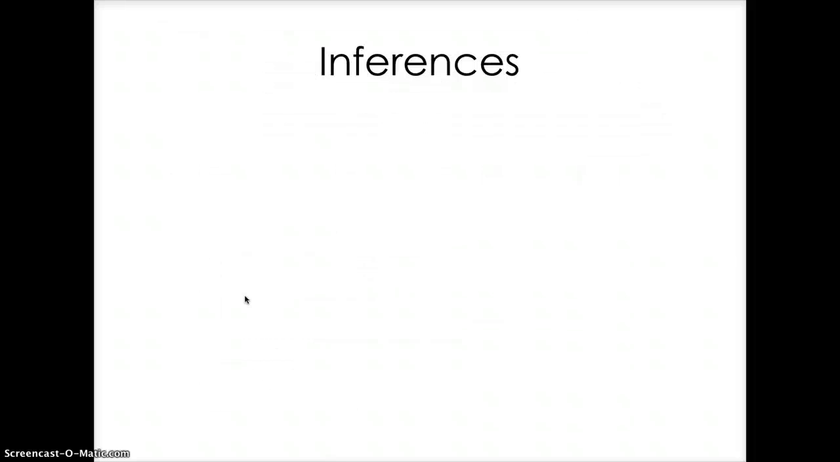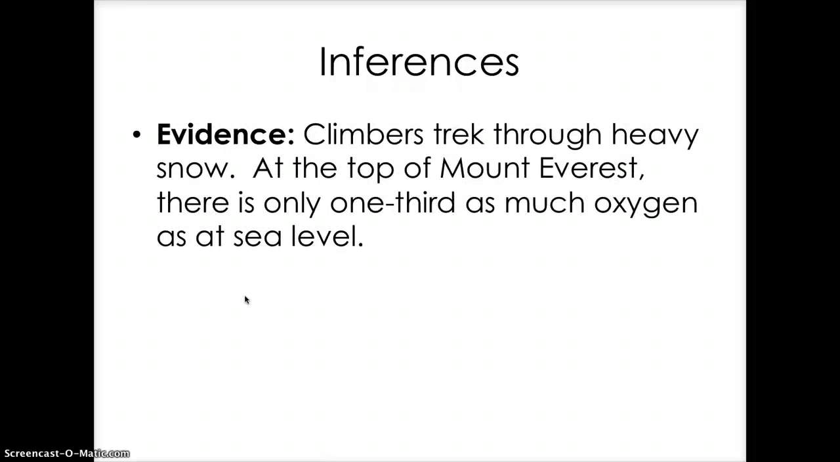But now let's talk about some inferences that you could make from this article. So I'm going to give you some evidence, and I want you to see if you can come up with an inference. Okay? Evidence. Climbers trek through heavy snow. At the top of Mount Everest, there is only 1/3 as much oxygen as at sea level. So what would you think would be an inference? Why don't you pause the video and jot it down in the margin or on the back of one of the sheets to figure out what your inference is. And when you are done, restart the video to see if yours matches mine.